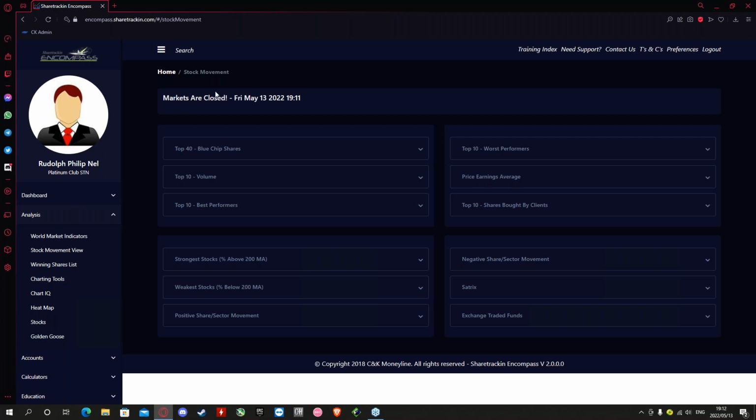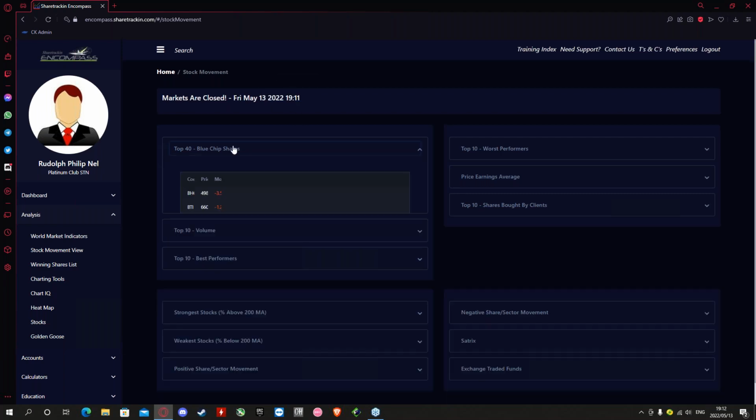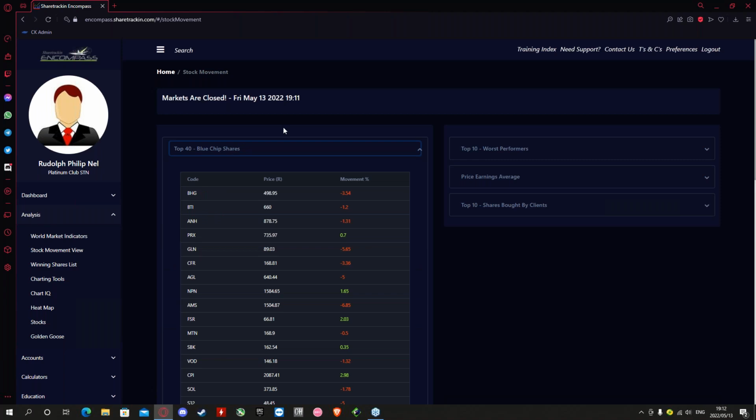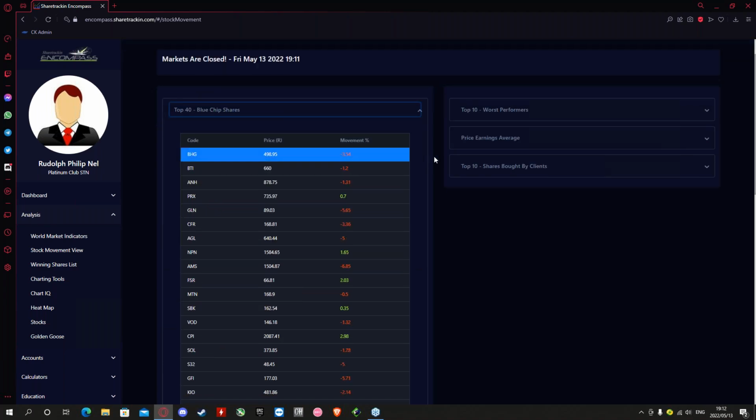Now the markets are closed, so it tells us the markets are closed with the day, the month, what day it is, the year, and then the time. Below that, we'd start off with the top 40 blue chip shares. This is the most known South African shares in SA. So you'd find things like BHG, which is BHP Billiton, BTI, British American Tobacco, Anheuser-Busch, Glencore, Compagnie Financiere Richemont, Anglo, Naspers, AMS, and so forth.